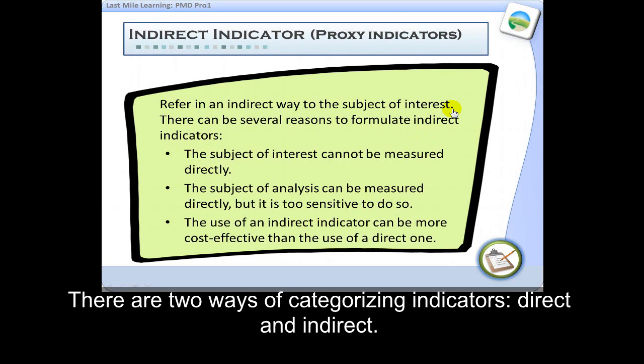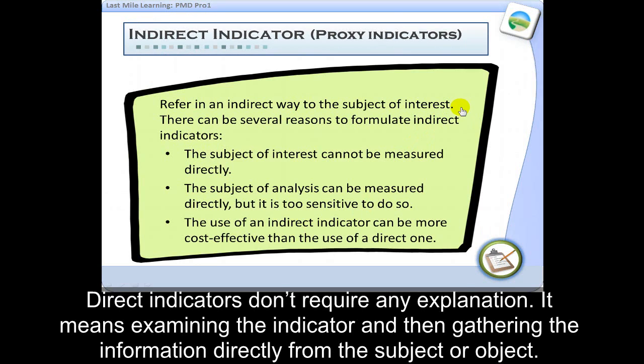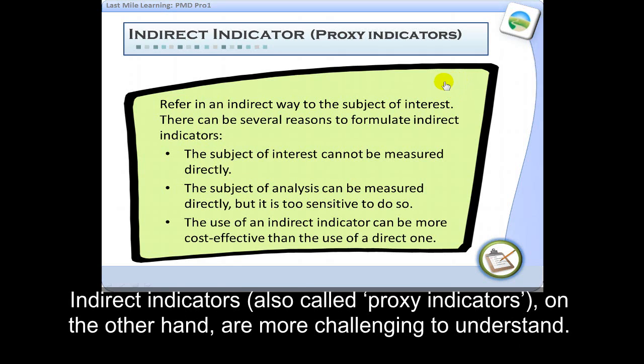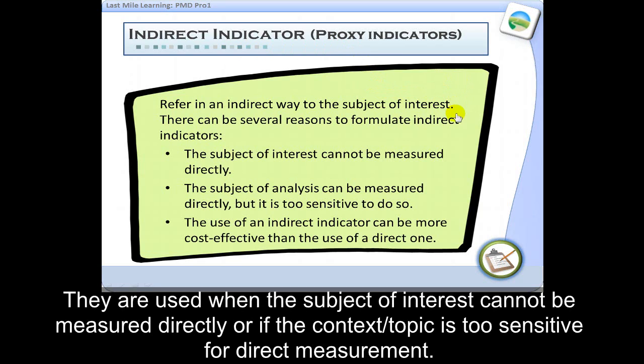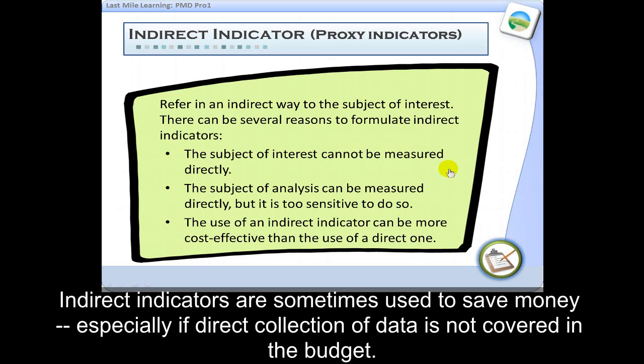There are two ways of categorizing indicators, direct and indirect. Direct indicators don't require any explanation. They mean examining an indicator and then gathering the information directly from the subject or object. Indirect indicators, also called proxy indicators, on the other hand, are more challenging to understand. They are used when the subject of interest cannot be measured directly, or if the topic is too sensitive for direct measurement. Indirect indicators are sometimes used to save money, especially if direct collection of data will be extremely expensive or beyond the budget.